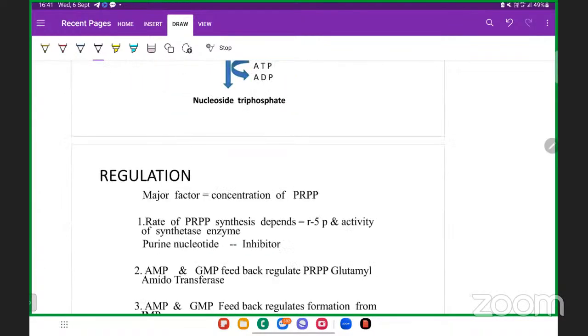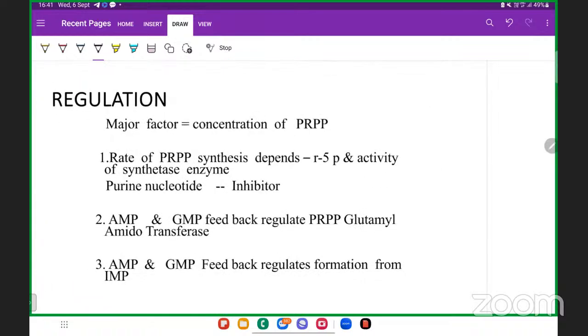So what is important here is, you have certain regulations. The first one is the concentration of PRPP. The amount of PRPP formed from your ribose 5-phosphate is going to decide the amount of guanosine monophosphate or adenosine monophosphate generated. So this is the first point you need to understand. The rate of PRPP synthesis depends upon the ribose 5-phosphate and the activity of your PRPP synthetase enzyme, isn't it?